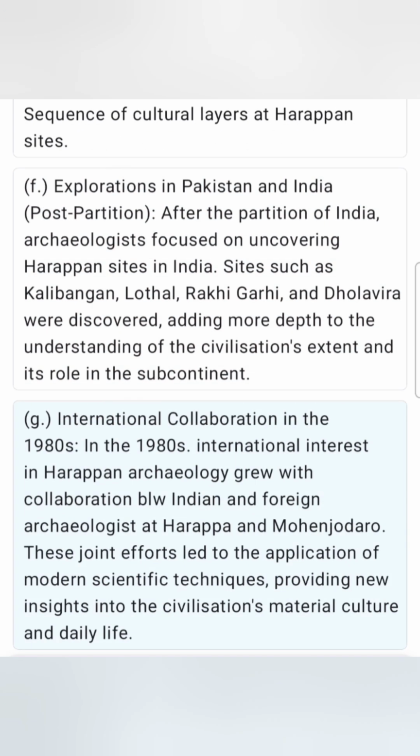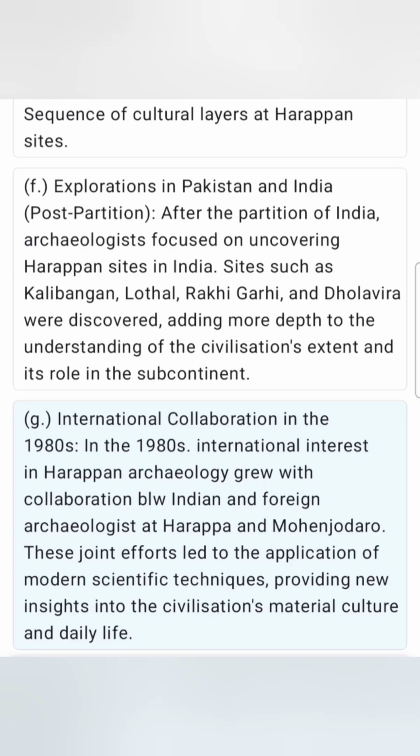G. International collaboration in the 1980s. In the 1980s, international interest in Harappan archaeology grew with collaboration between Indian and foreign archaeologists at Harappa and Mohenjo-daro. These joint efforts led to the application of modern scientific techniques, providing new insights into the civilization's material culture and daily life.